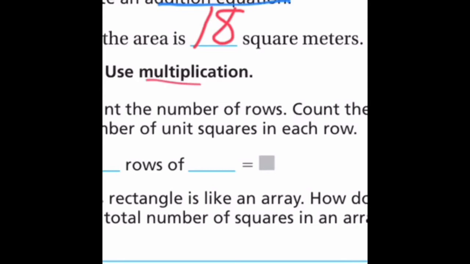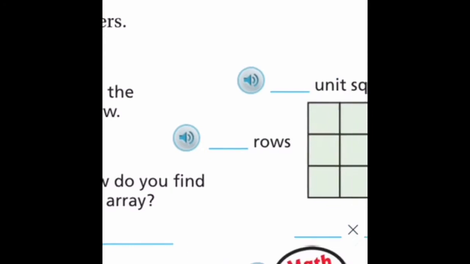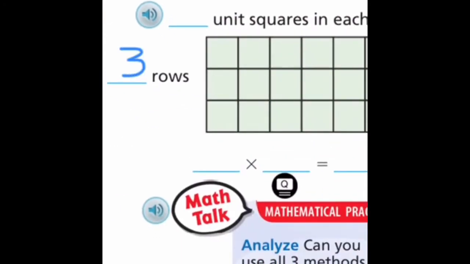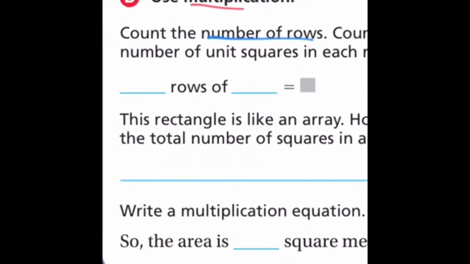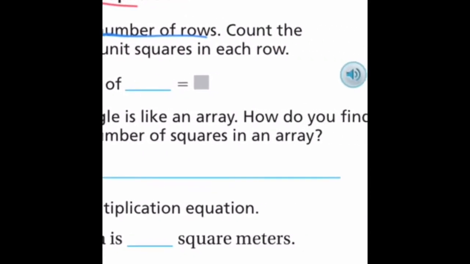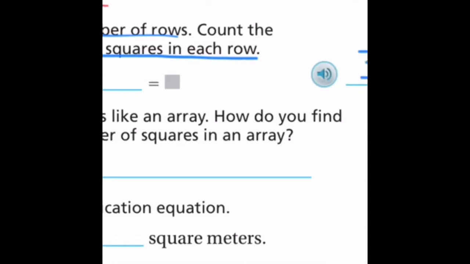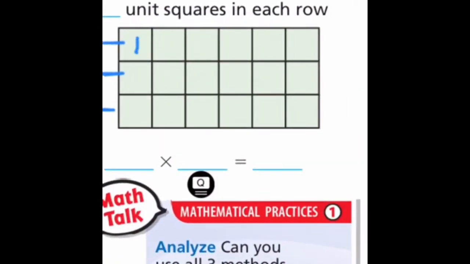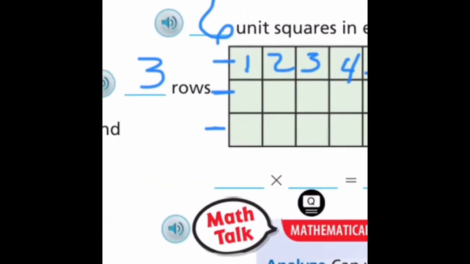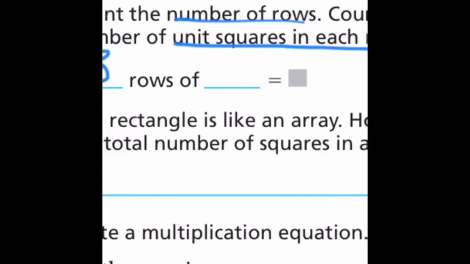And finally, we can use multiplication. Again, we count the number of rows. We have 3 rows, 1, 2, 3. So we count the number of rows, 3 rows. Next up, we count the unit squares in each row. And again, we have 1, 2, 3, 4, 5, 6. 6 unit squares in each row. So we have 3 rows of 6.